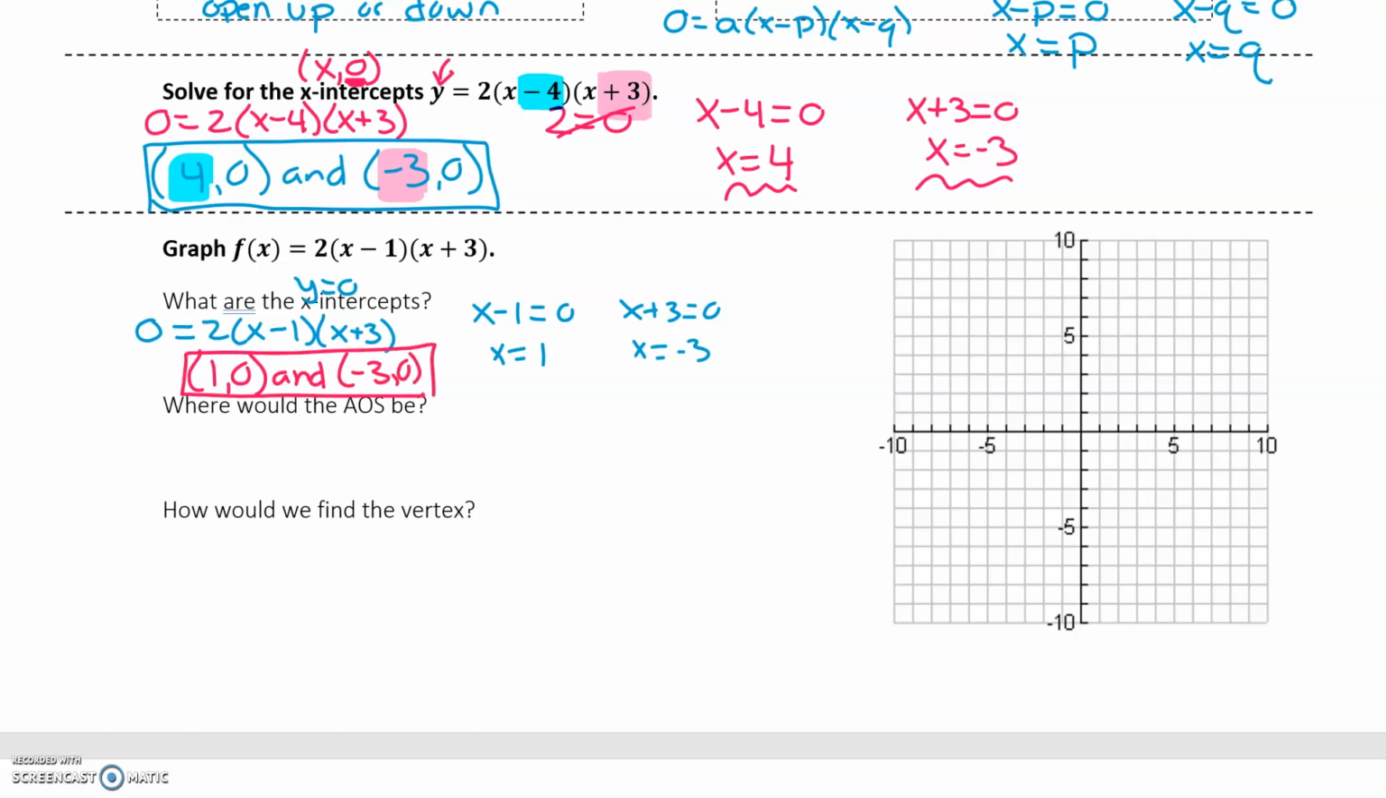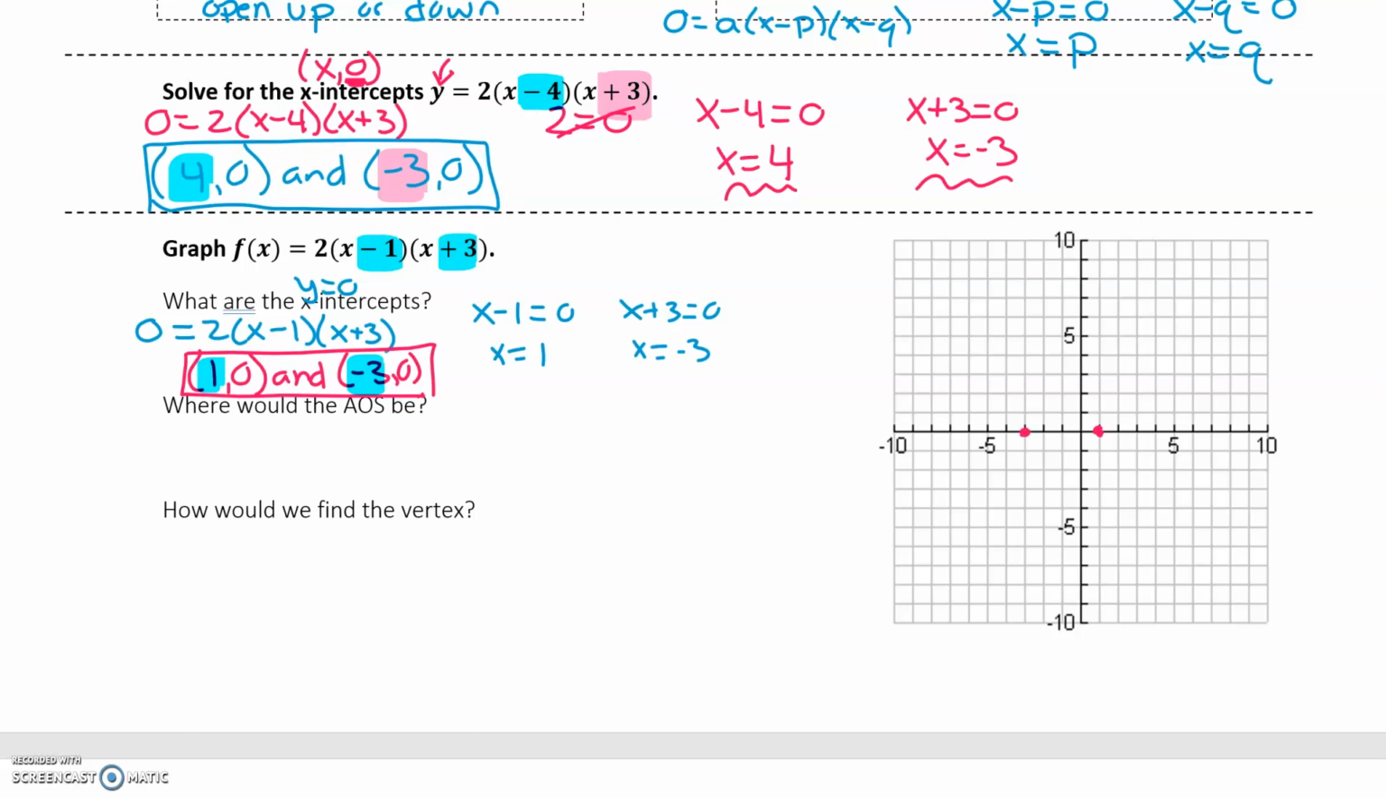Again, if you take those and look in comparison, it started with a minus 1. When we set it equal to 0, it turned to a positive. Started with a positive 3. When we set it equal to 0, it turned to a negative 3. So we can go ahead and take these two and put them over on the graph. So I've got a (1, 0) and a (negative 3, 0).